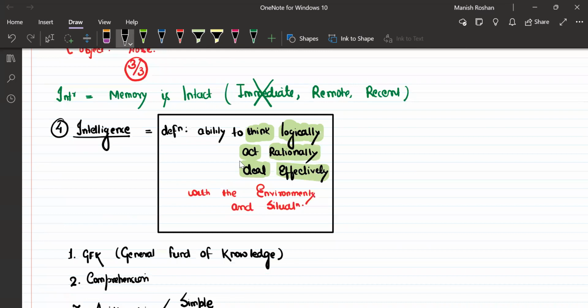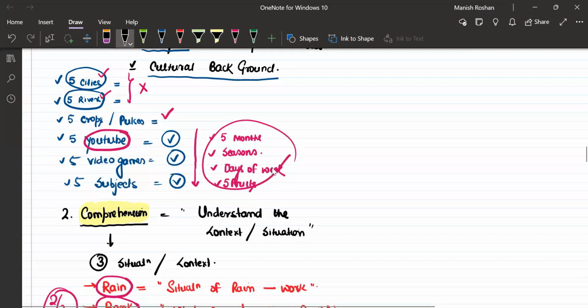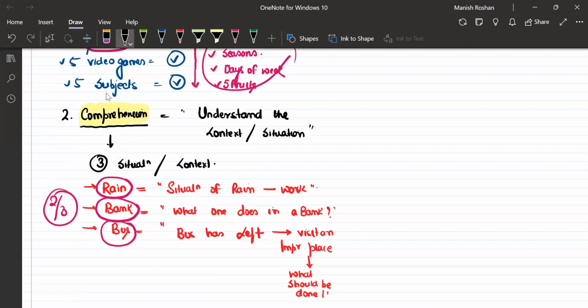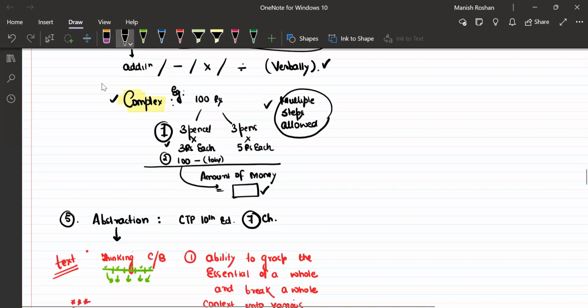Next in line comes intelligence. Intelligence involves 3 subheadings: general fund of knowledge, comprehension, and arithmetic. Arithmetic is simple and complex. General fund of knowledge could be asked regarding various specific things, but it has to be general to all. It shouldn't be specific. It has to be according to the occupation and cultural background of the patient. The second component is comprehension, whether he or she understands the particular context or situation. Arithmetic, you can ask regarding the simple and the complex. Simple usually involves a single-step calculation. Complex involves multiple-step calculations.